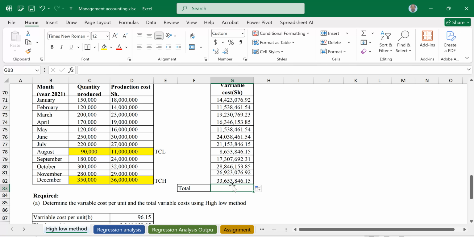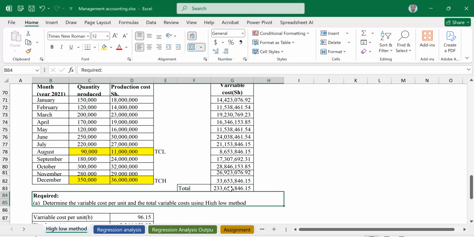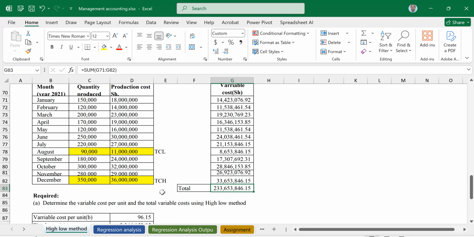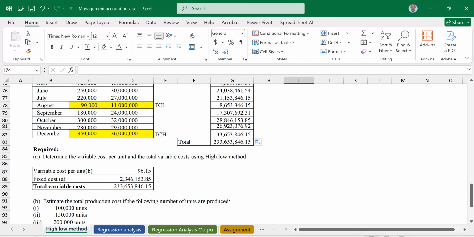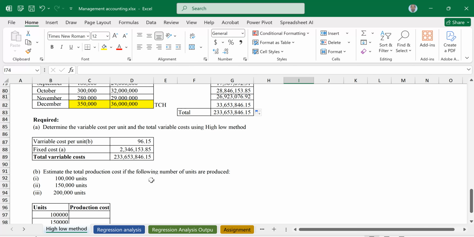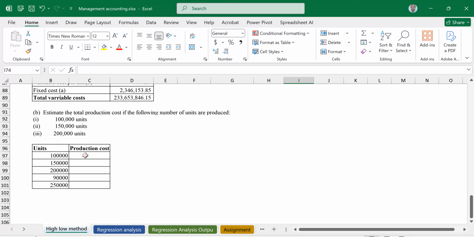Get the total, which will be alt equal, enter, 233. Then the total variable cost will be equal sign, you click on 233, enter. So the answers have been determined here, the variable cost per unit and the total variable cost. Let us estimate the total production cost if the following number of units are produced. So estimate if you produce the following number of units, and we've prepared this schedule here.